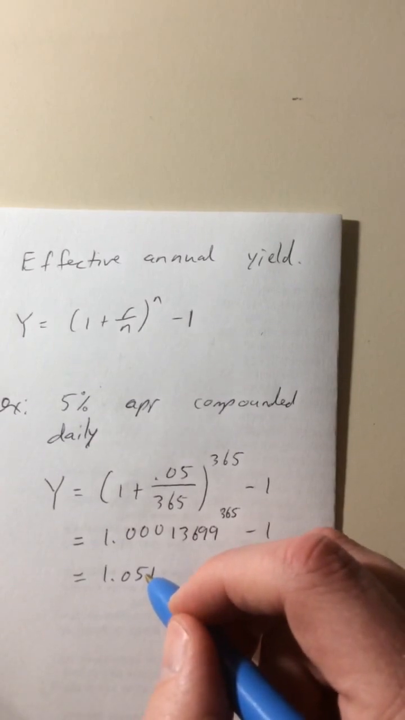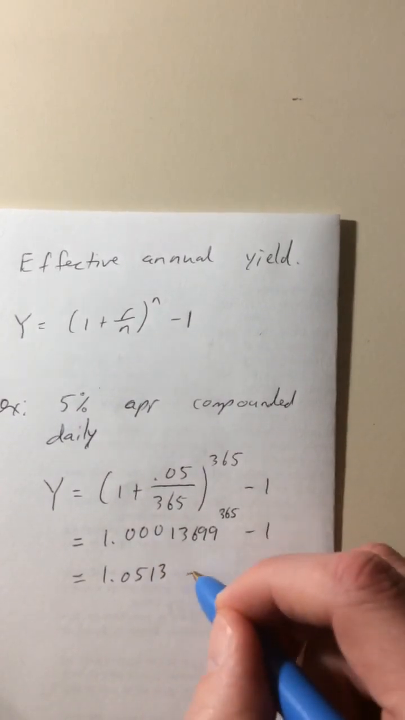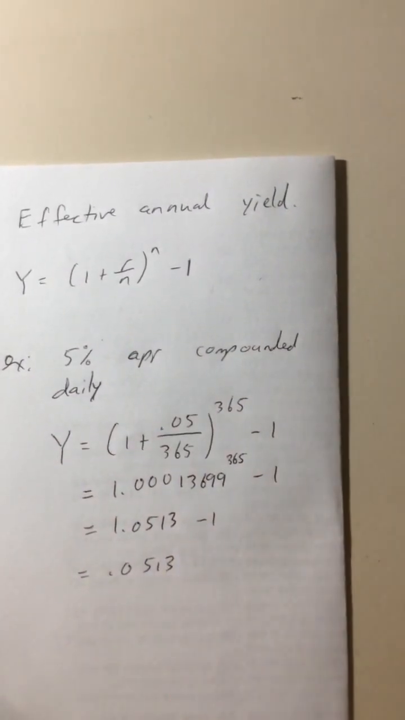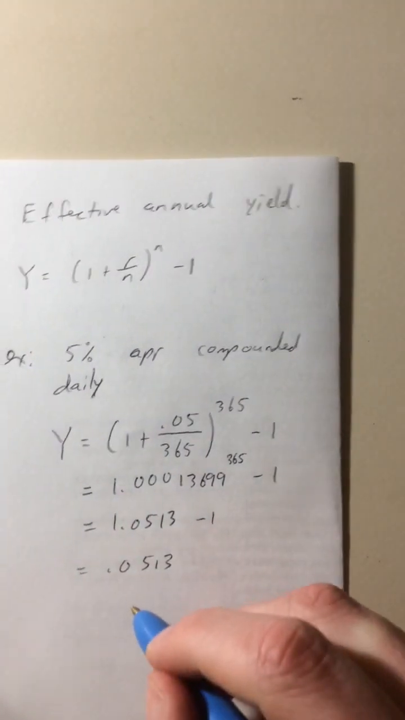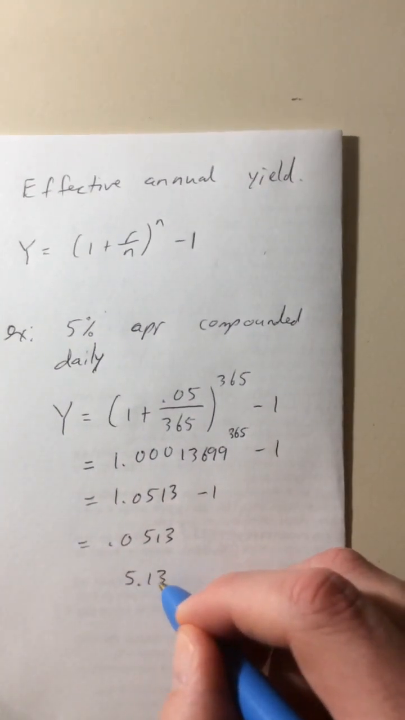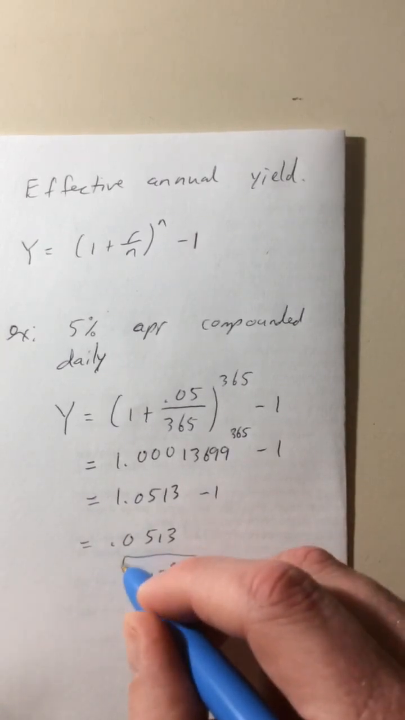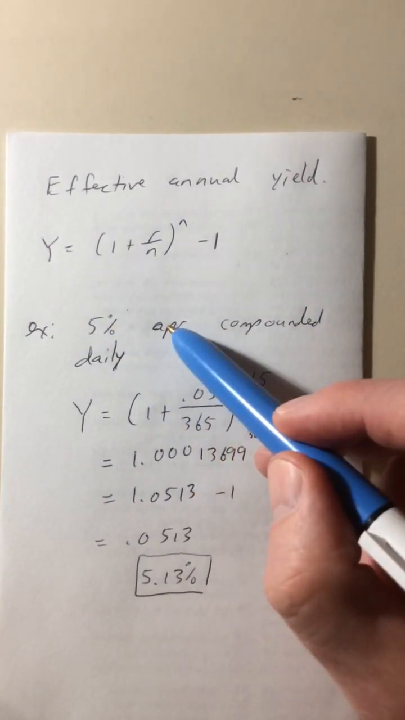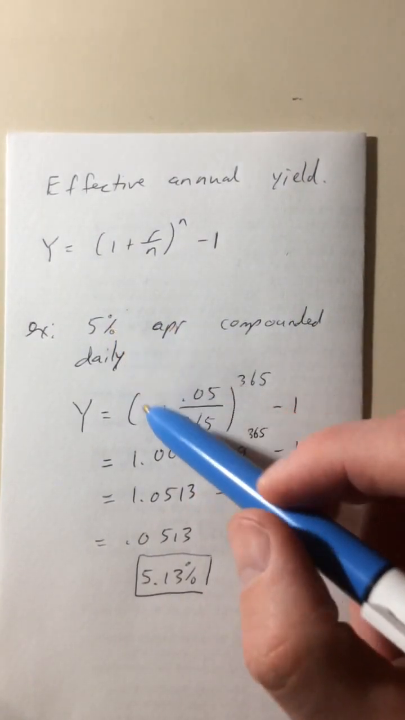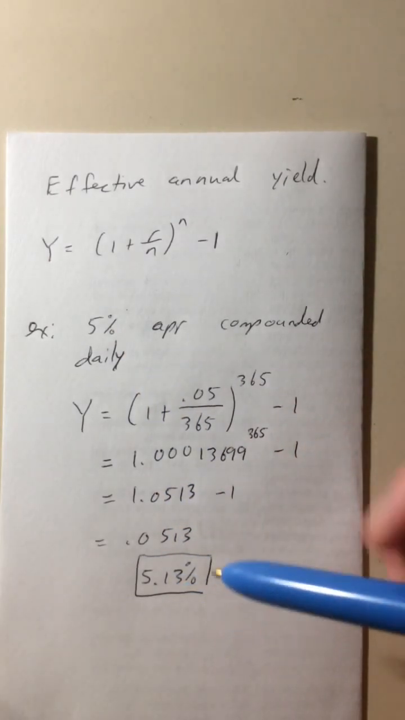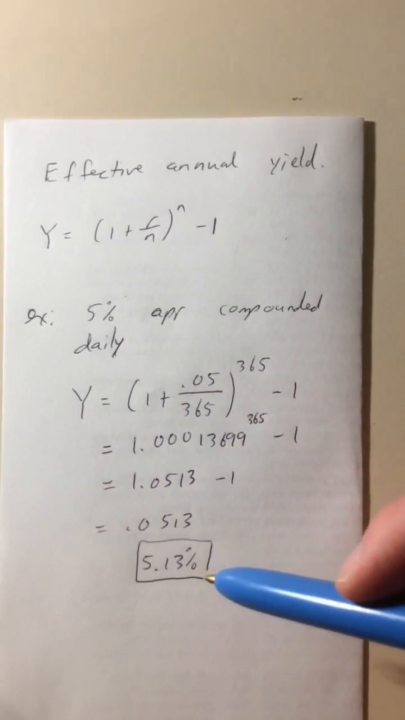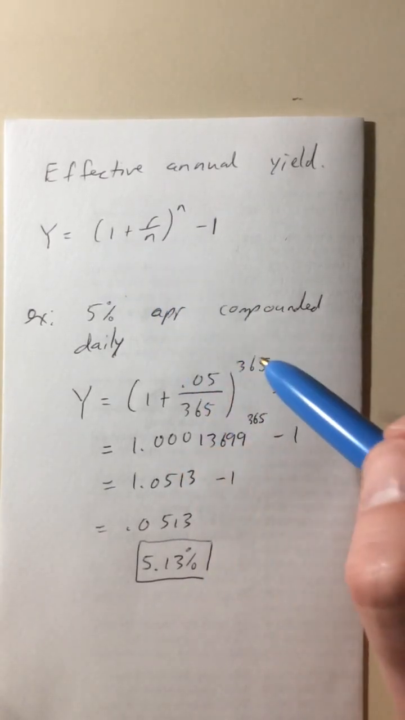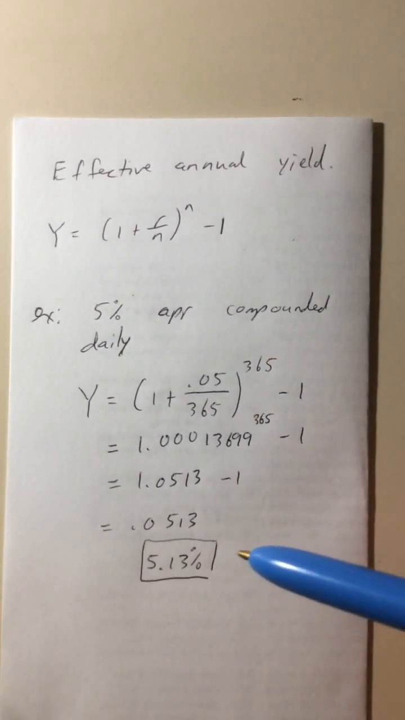1.0513 minus 1 is 0.0513, and we turn that into a percent, so we get 5.13%. So when they advertise 5% annually compounded daily, what you're really getting is 5.13%, which is actually better. So why don't they just say you get 5.13% at the end of the year? Who would know? But there it is. There's your yield calculation, your yield formula.